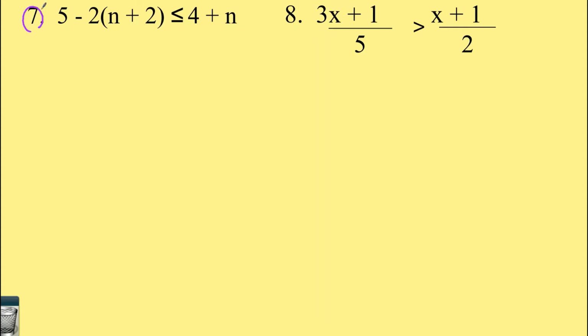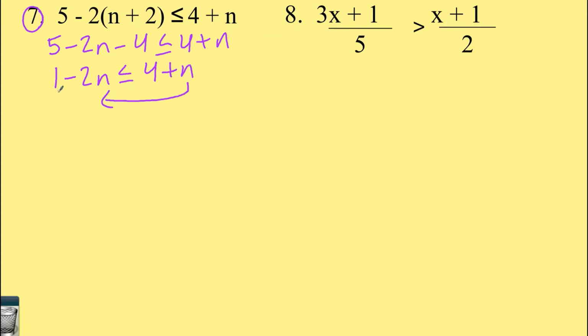All right, number 7. We're going to distribute the -2. We get 5 minus 2n minus 4, less than or equal to 4 plus n. All right, I'm going to combine my like terms. I get 1 minus 2n less than or equal to 4 plus n. I'm going to move this n over, and I get 1 minus 3n less than or equal to 4. Move the 1 over. We get this.